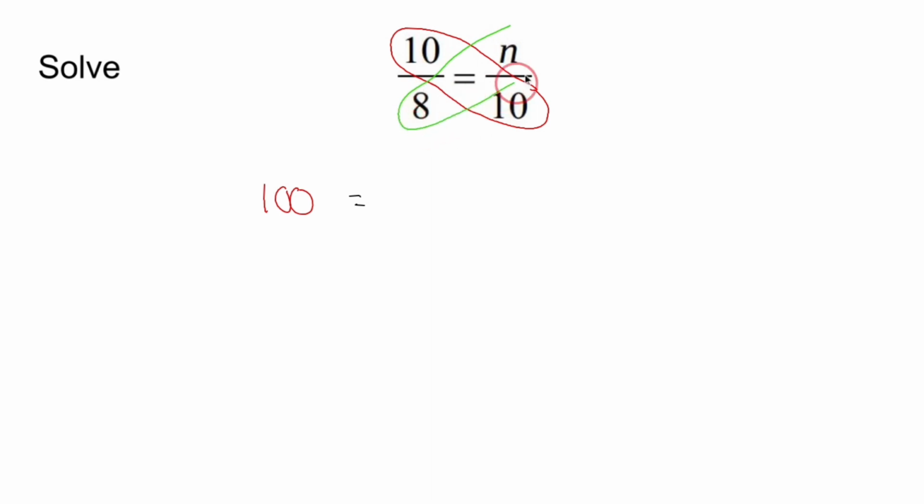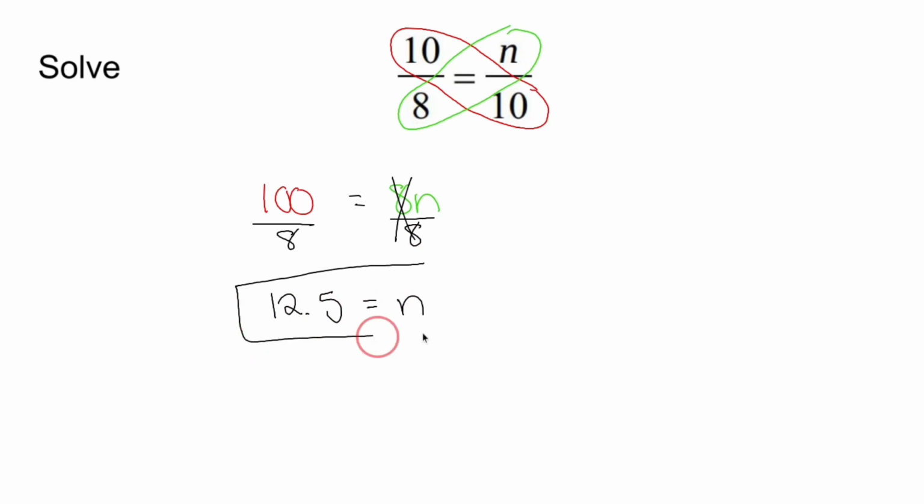So 8 times n is 8n. And now you have yourself a one-step equation. Divide both sides by 8. And I believe 100 divided by 8 is 12.5. So 12.5 is going to equal n.